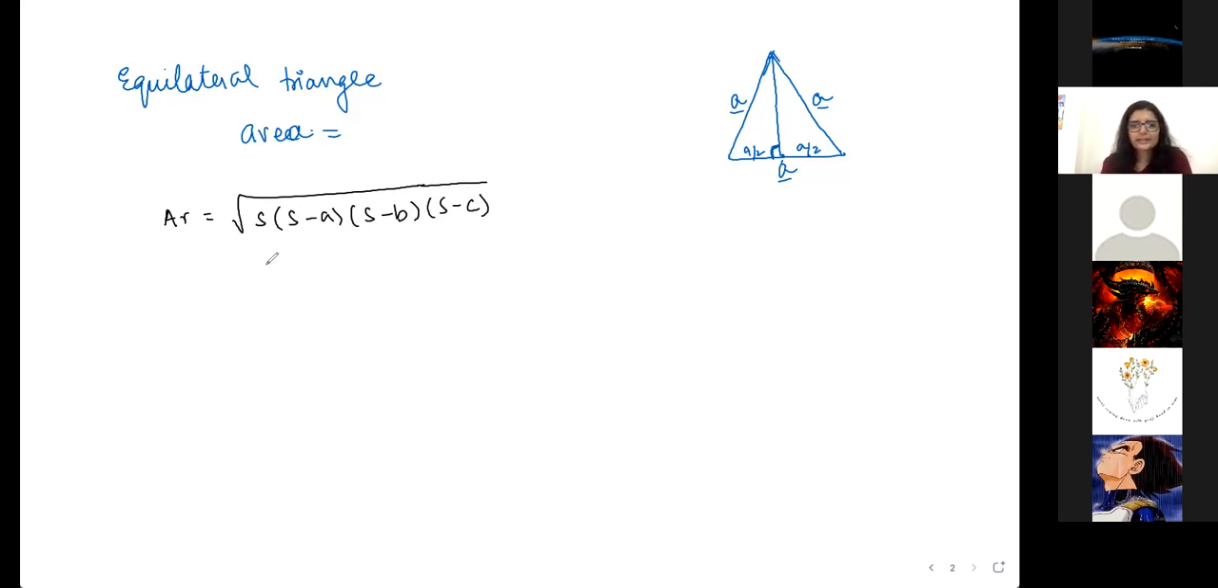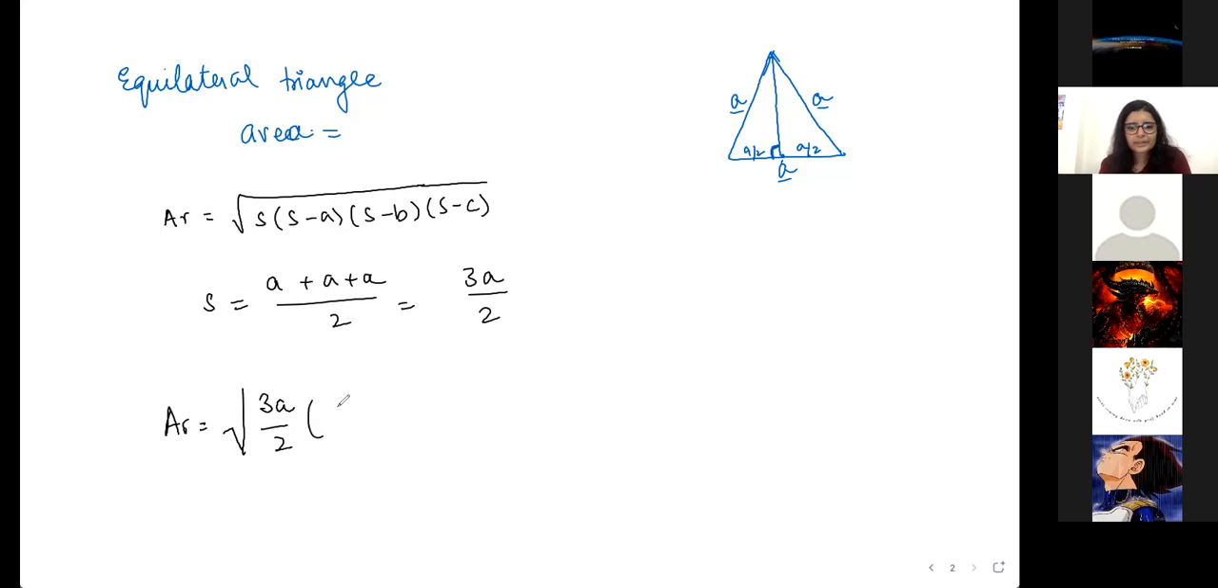Okay, so this is the area, right? So first we need to find S. S will be equal to A plus A upon 2, that is 3 times A by 2. So in the formula, area equal to root of S is 3A by 2 into 3A by 2 minus A into 3A by 2 minus A. Same thing will repeat 3 times because ABC will basically become that same thing. 3A by 2 minus A.